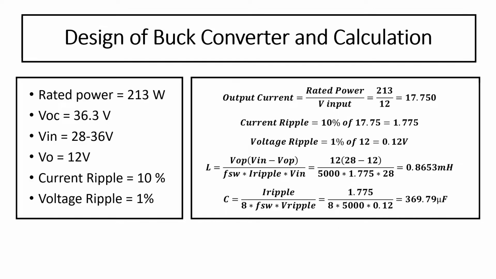And then inductance is V output into the difference between V input and V output, divided by the switching frequency into current ripple into voltage input, which is equal to 12 into (28 minus 12) divided by 5 kilohertz into 1.775 into 28, which is 0.8653 millihenry. And for the capacitance, you have current ripple divided by 8 into switching frequency into voltage ripple, which is equal to 1.775 divided by 8 into 500 into 0.12, which will give us 369.79 microfarad.